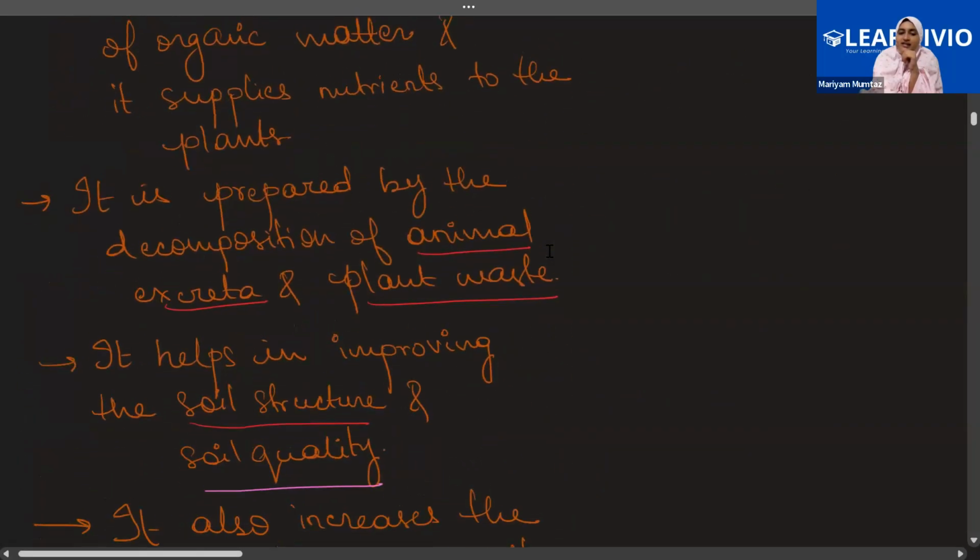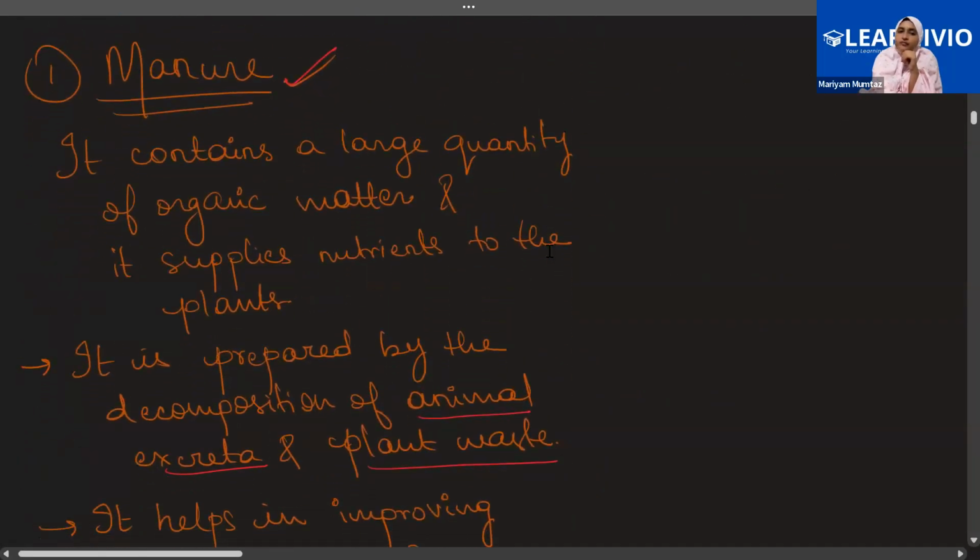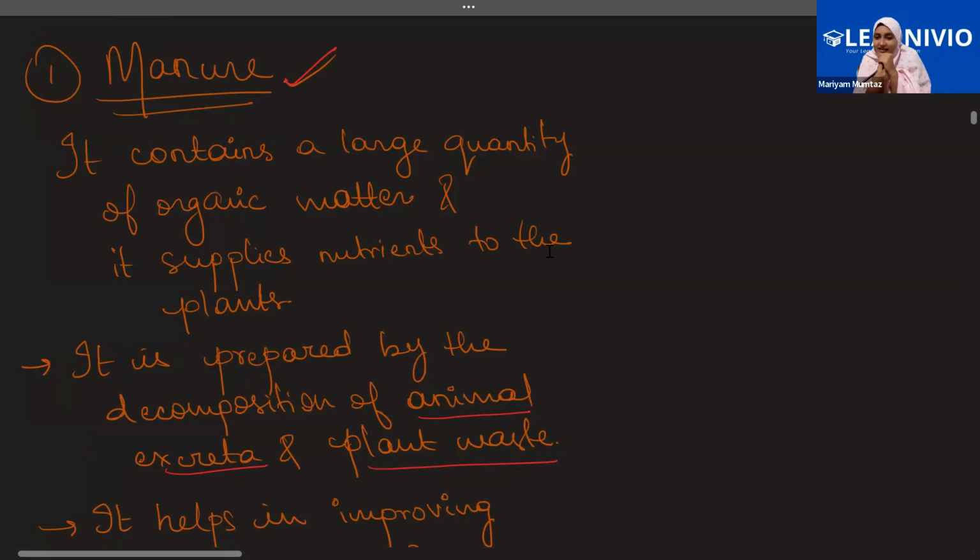Now coming to the next thing, that is manure. Manure is a supplement, just like how we have supplements in our diet. We take tablets, syrups, protein powders and all of that. Plants also require extra nutrients, and that comes from the manure. It is the supplement for the plant. It contains a large quantity of organic matter and it supplies nutrients to the plant. It is just like a supplement.